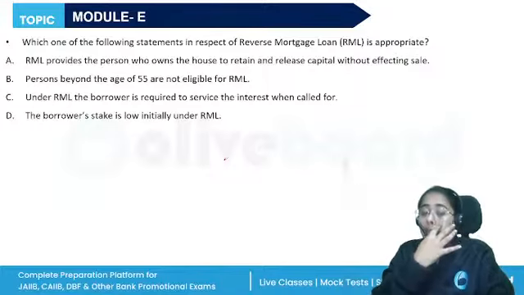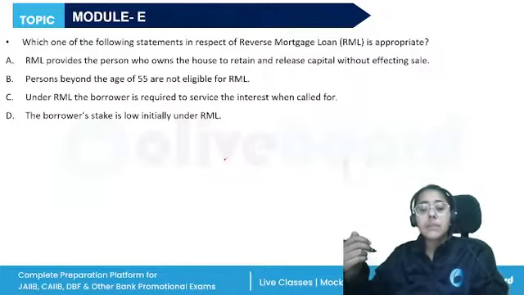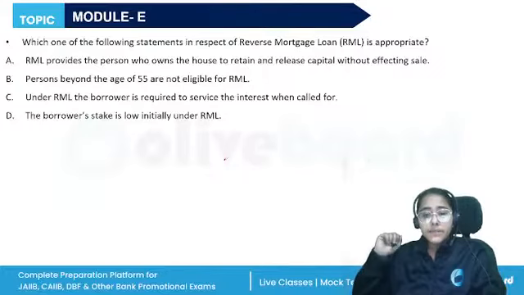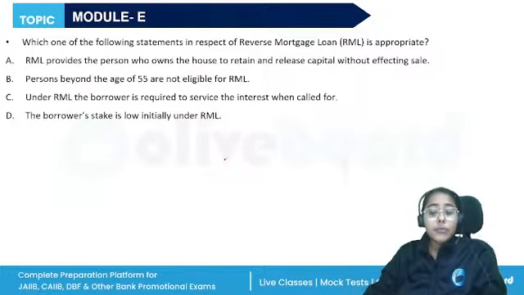Then if we talk about the eligibility criteria, any citizen above the age of 60 is eligible. Indian above 60 years of age. Married couples will be eligible as joint borrowers. Should be the owner of the residential property. It should be free from any encumbrances. The residual life should be 20 years for the property, right? And commercial property is not eligible for availing of the RML.